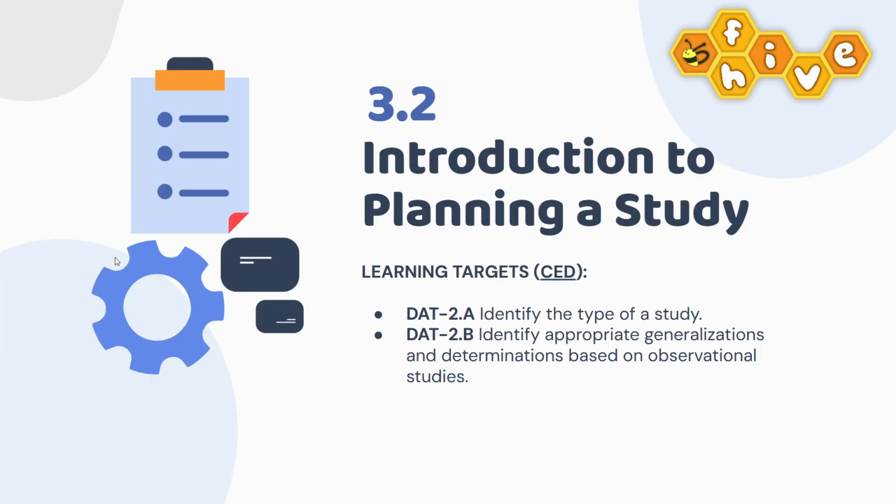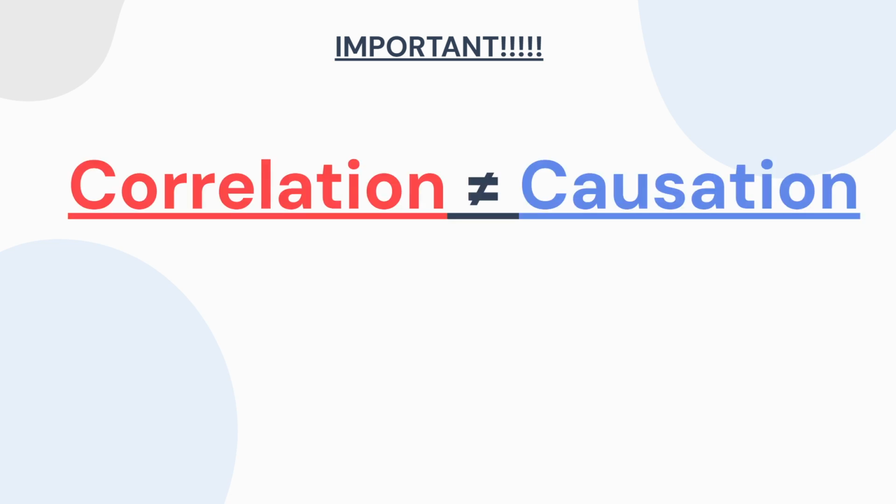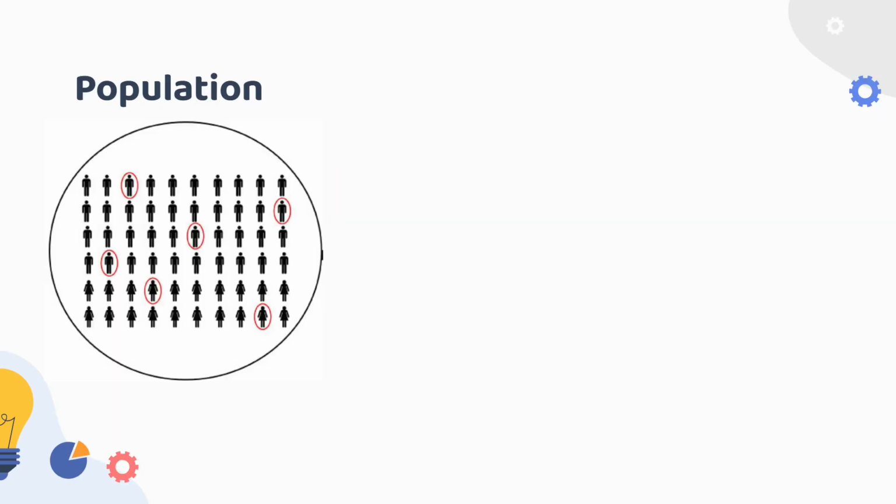So we're starting out with 3.2. First thing I want to emphasize before we go on: correlation does not equal causation. This is probably common knowledge, but I need to emphasize it, because just because two things are related in some way does not mean one causes the other. So if you do an observational study and find an association between two things, it does not mean those things cause each other, right? Just wanted to emphasize that before I move on.